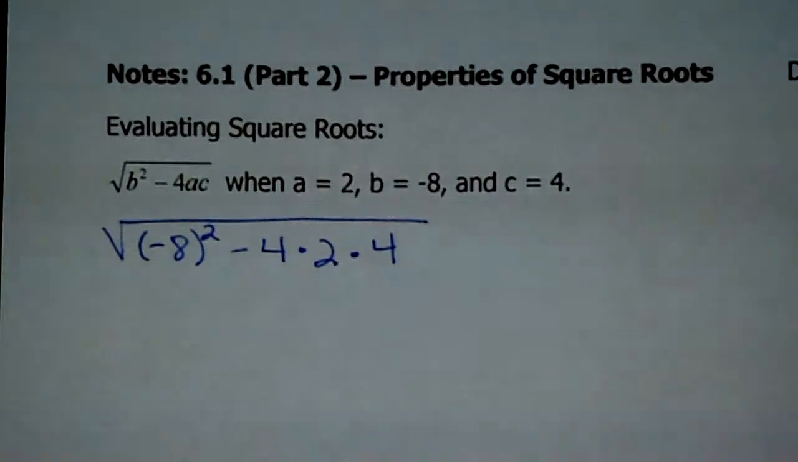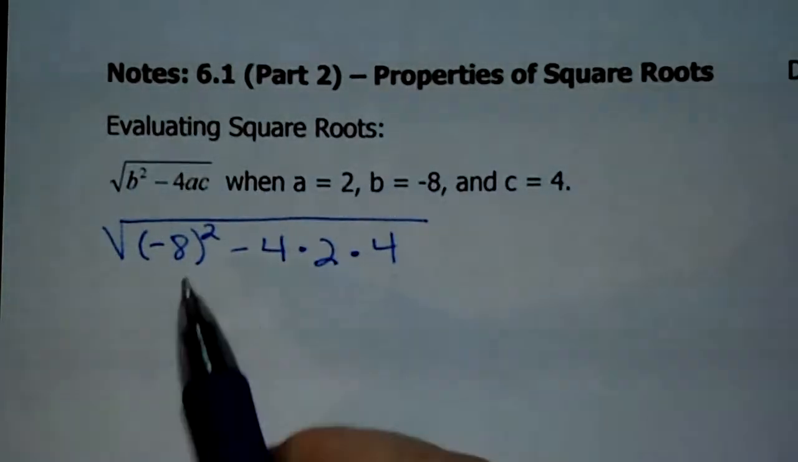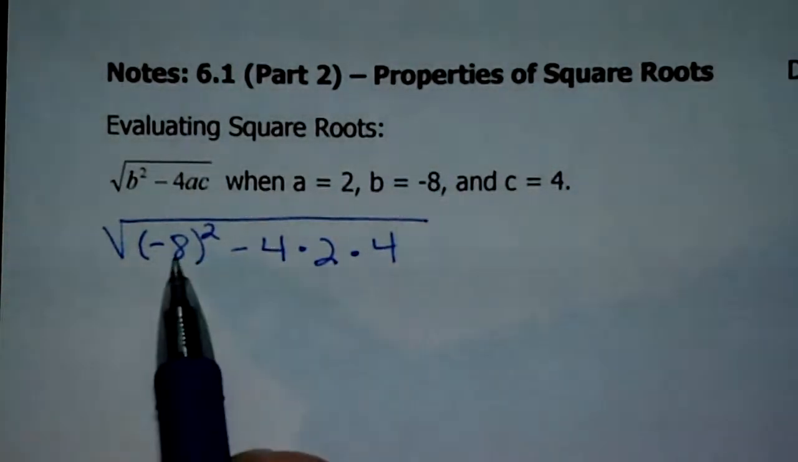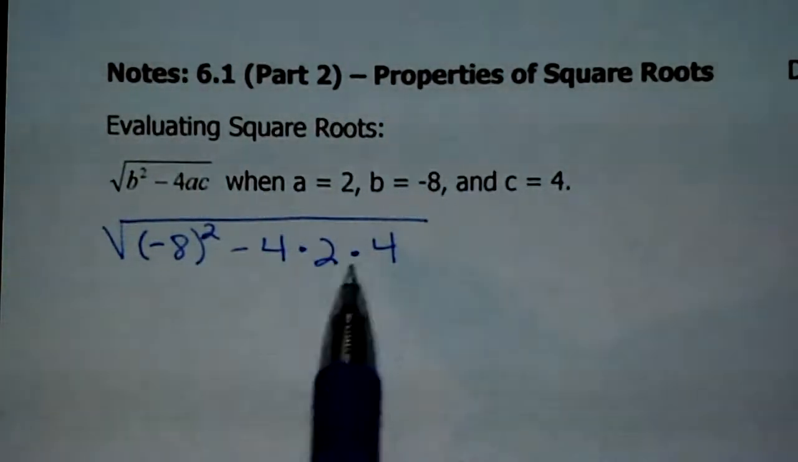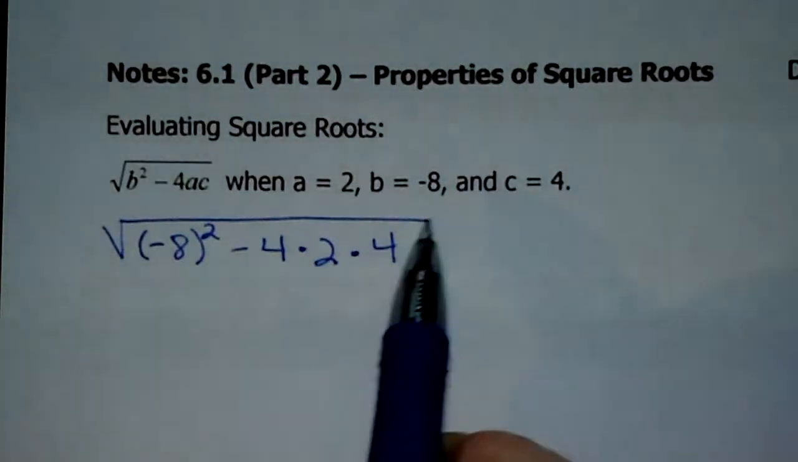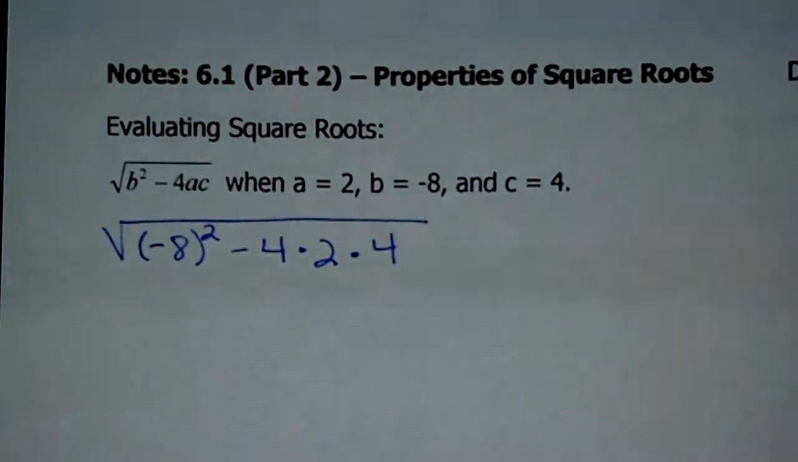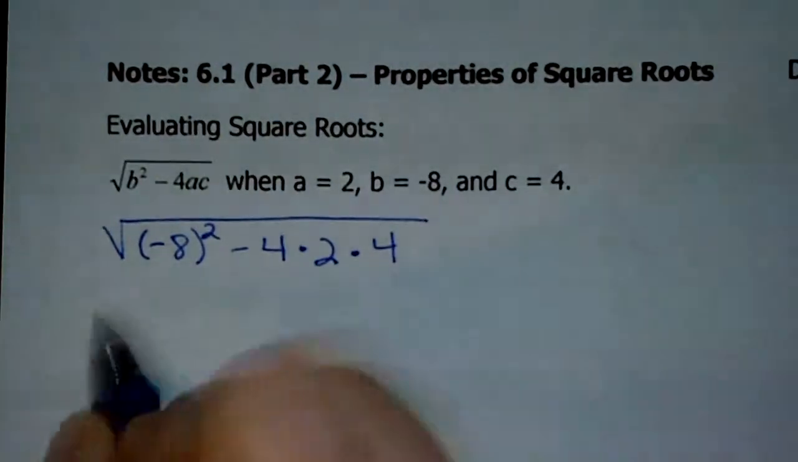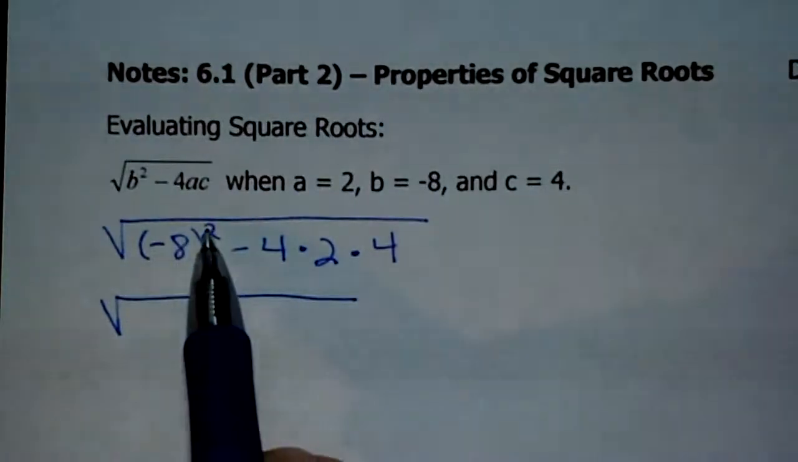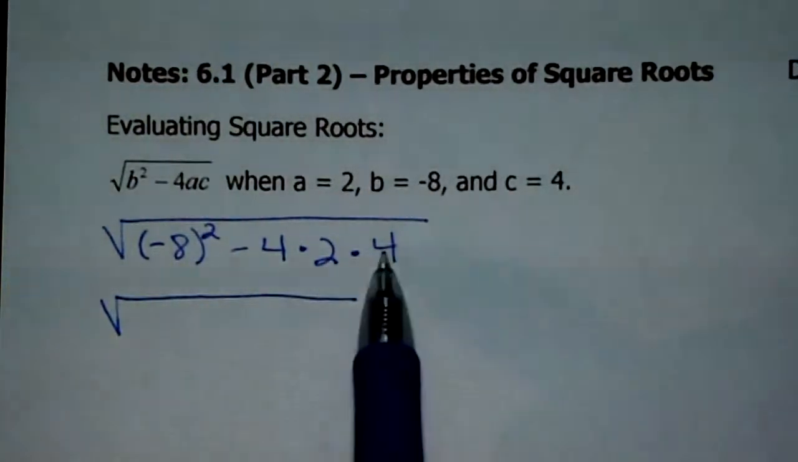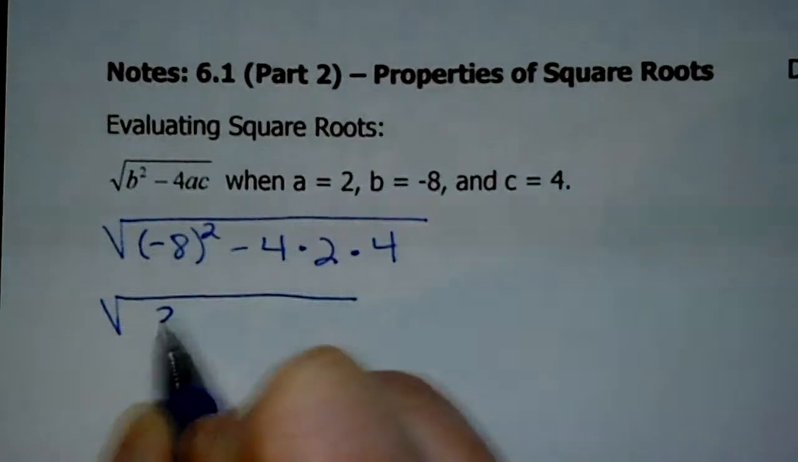The good news is I have no problem with you grabbing your calculator right now and typing in the quantity of -8 squared minus 4 times 2 times 4. You can't just type in the square root of all that though, because it's going to give you a decimal, and I don't want decimals, I want perfect answers that are exact. So keep that square root sign. If you have your calculator handy, type it in. If not, press pause and grab it. Type in the quantity of -8 squared minus 4 times 2 times 4. You should get 32.